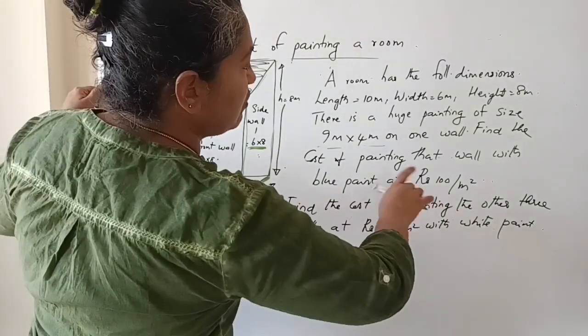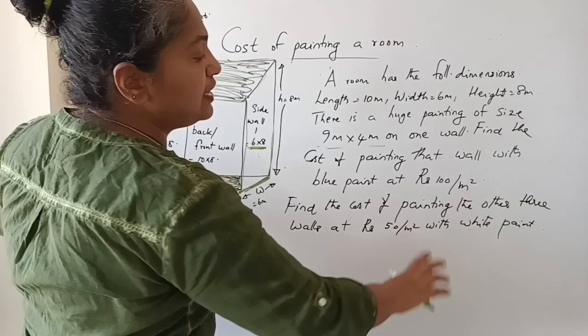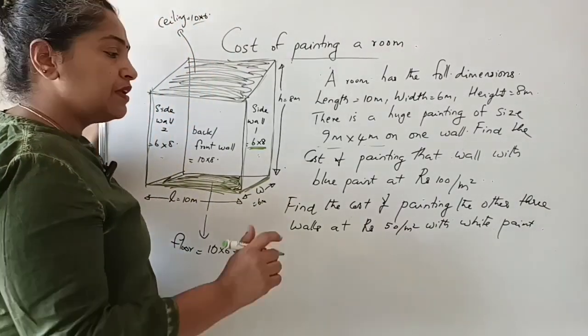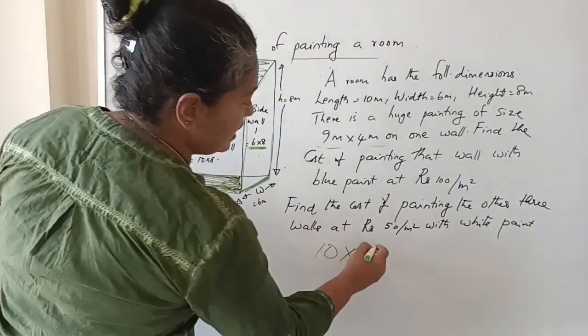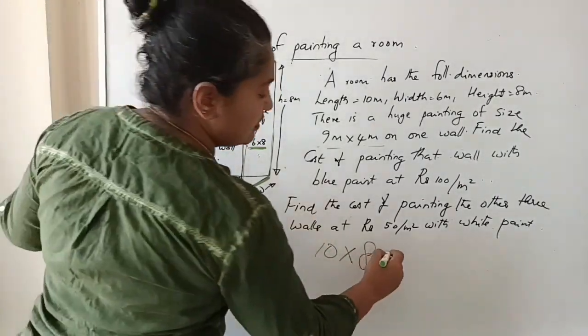Now we need to find the cost of painting that wall with blue paint at rupees 100 per meter square. So the painting is put on a wall which is measuring 10 into 8, which is 80.